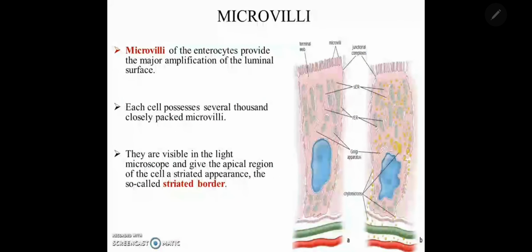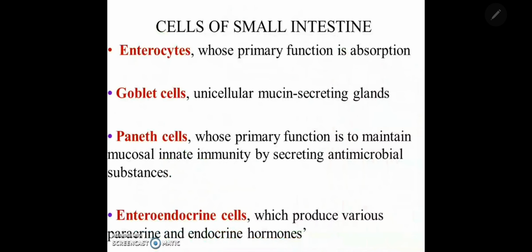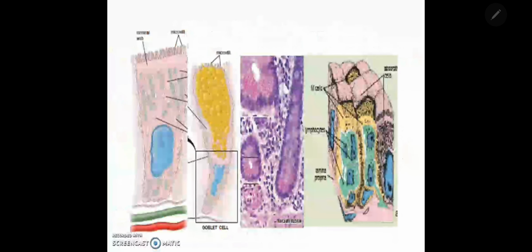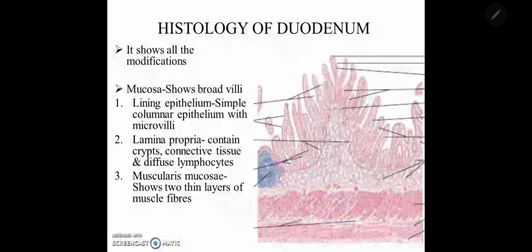On the cellular level, individual cells also have some modifications called microvilli, finger-like projections of the apical surface of the cytoplasm. Along with the columnar cells, you also see goblet cells, Paneth cells, and enteroendocrine cells, which have different functions. You can notice here on the extreme left side the enterocyte, goblet cell, and Paneth cell, and these are all involved in the epithelium.